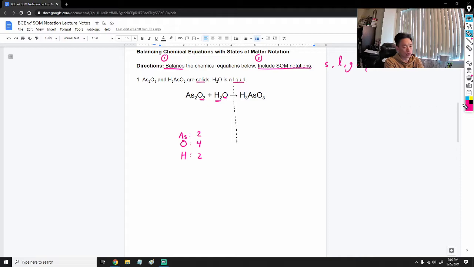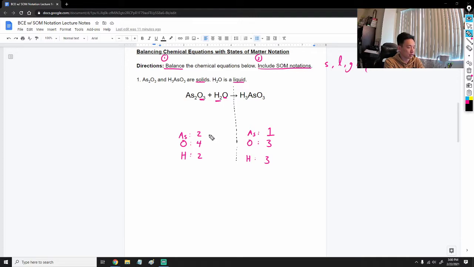All right. So we talked about this last time, but we're always going to have the exact same types of elements on both sides. So we're going to have an As here, an O here, and an H here. So let's count them up. How many H's do I have? I got 3. How many As's? I have 1. And how many O's? I have 3. Okay, so if you notice, everything is messed up, right? Nothing is balanced out because we have 2 As's and 1, 4 O's and 3, and 2 H's and 3. So let's start with the As's.